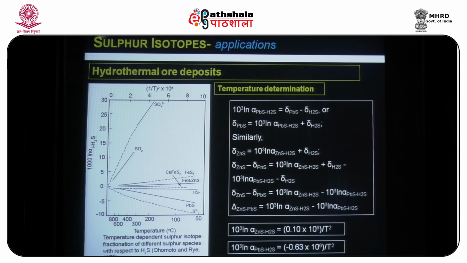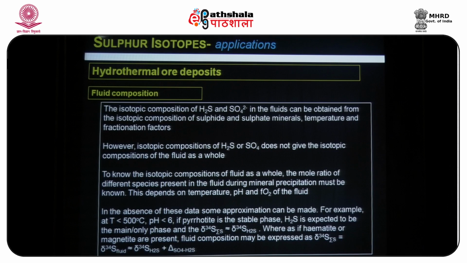Now, the next application is the composition of the fluids that precipitated the minerals. The isotopic compositions of H2S and SO4 in a fluid can be obtained from the fractionation factors. For example, if I know the isotopic composition of pyrite, and I know the fractionation factor between pyrite and H2S, then knowing the temperature, the isotopic composition of H2S can be obtained. Similarly, the isotopic composition of SO4 in the fluid can be obtained, but please remember that just getting the isotopic composition of H2S in the fluid during the precipitation of the mineral, or for that matter the isotopic composition of sulfate in the fluid during the precipitation of the sulfide minerals, will not give us the isotopic composition of the overall fluid.